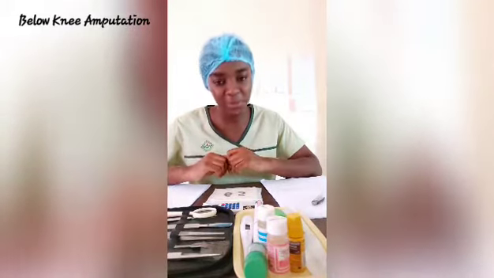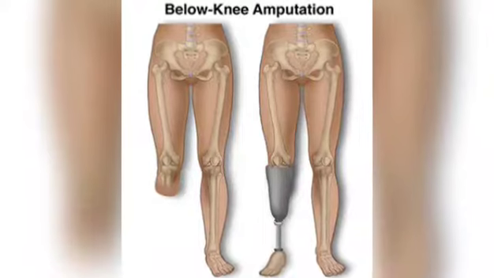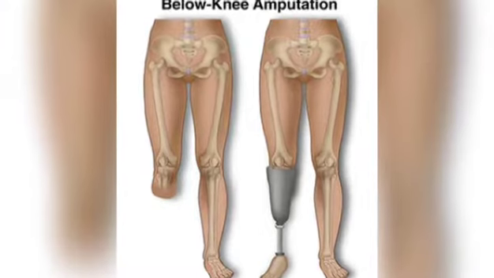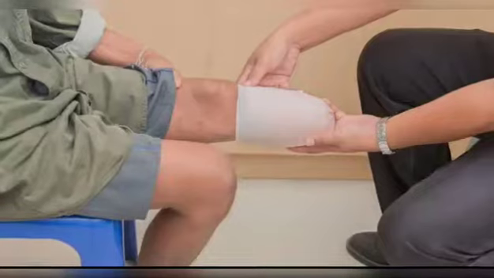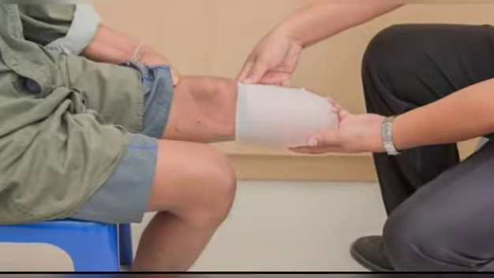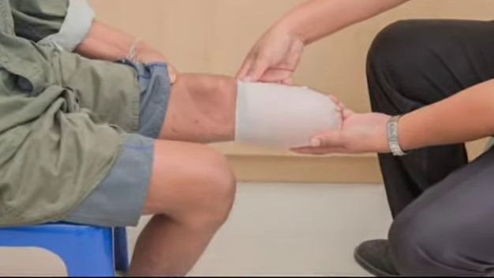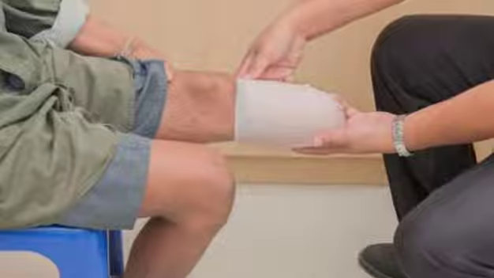Hello, I'm student nurse Bernice, and I'm going to talk about below the knee amputation, which acronym is BKA. BKA, below knee amputation. Below the knee amputation is a surgery to remove your leg below the knee. Your doctor removes the leg and keeps as much healthy skin, blood vessels, and nerve tissue as possible.